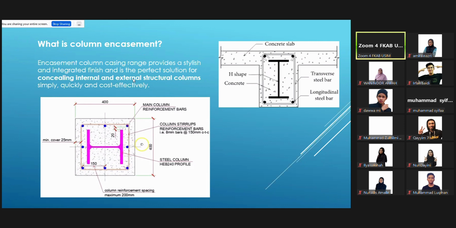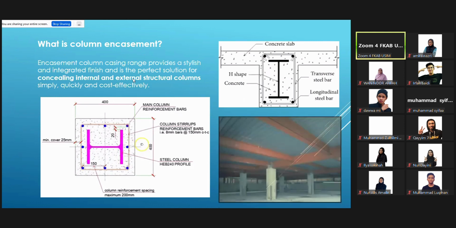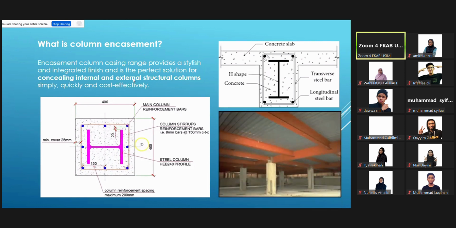So the encasement column casing range provides a stylish integrated finish, and is the perfect solution for concealing internal and external structural columns simply, quickly, and cost effectively. So that's how to do it. But at the end of the day, you see macam it is a concrete construction, but basically it's steel. This is how it looks from outside. Yang this beam is not encased, but the column is encased. Encased, tutupkan dia.